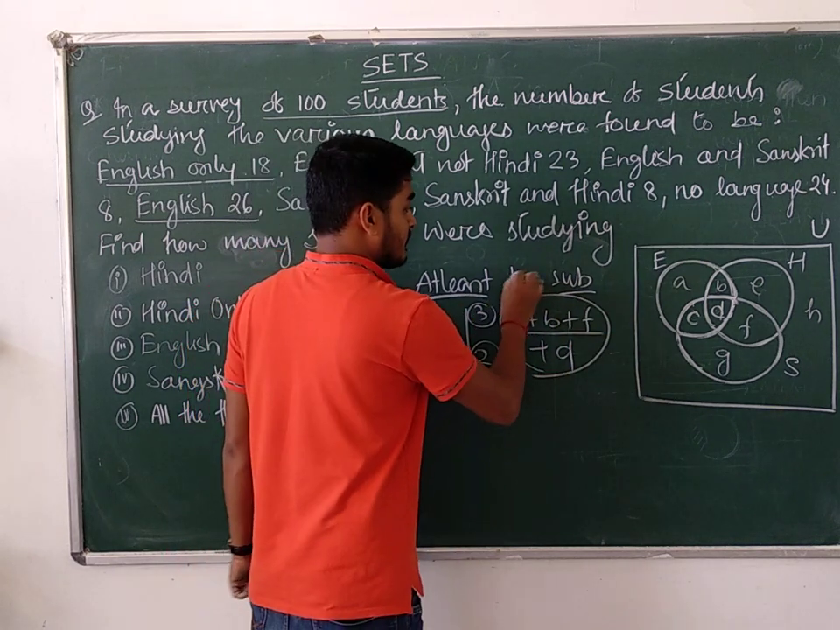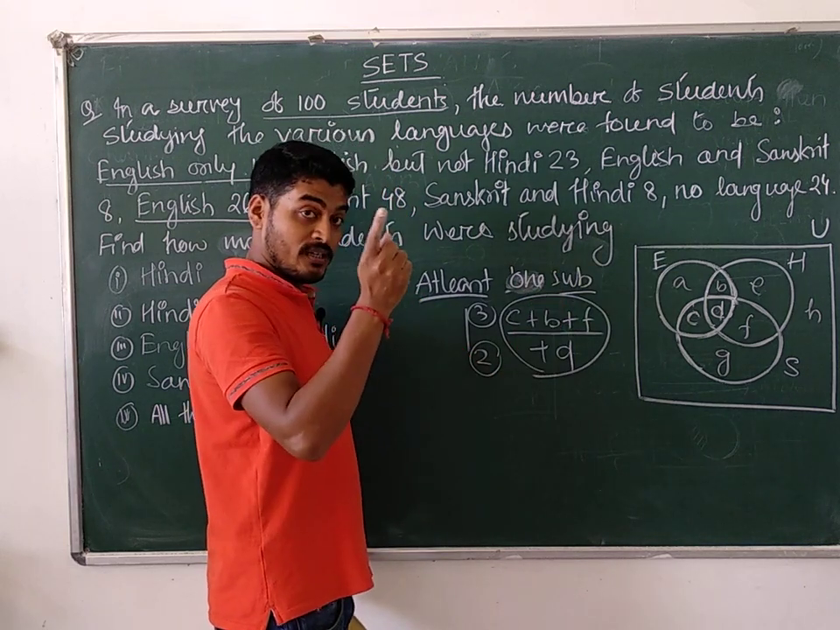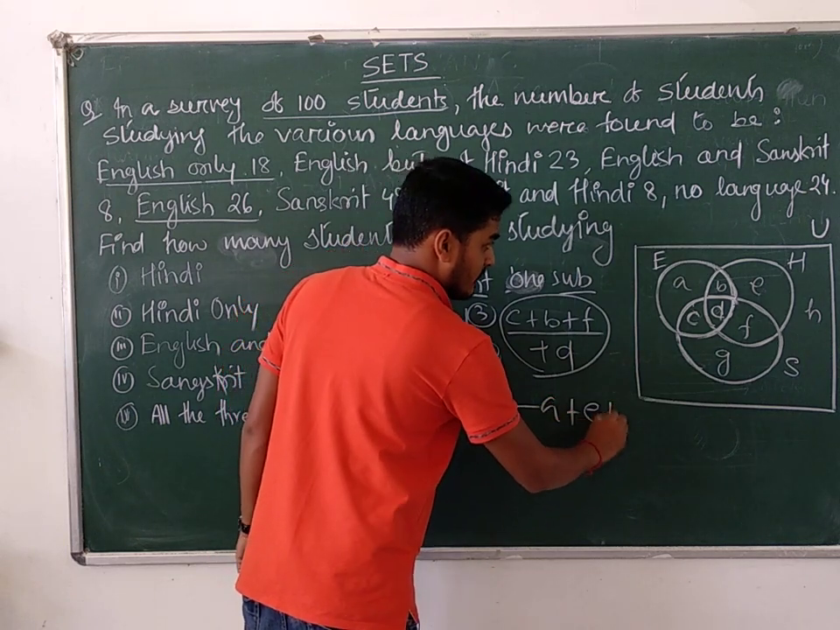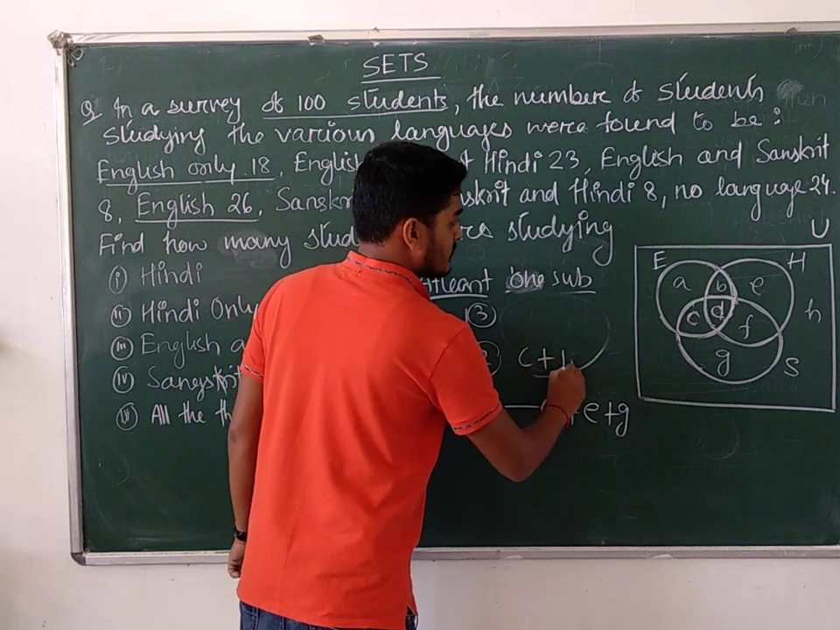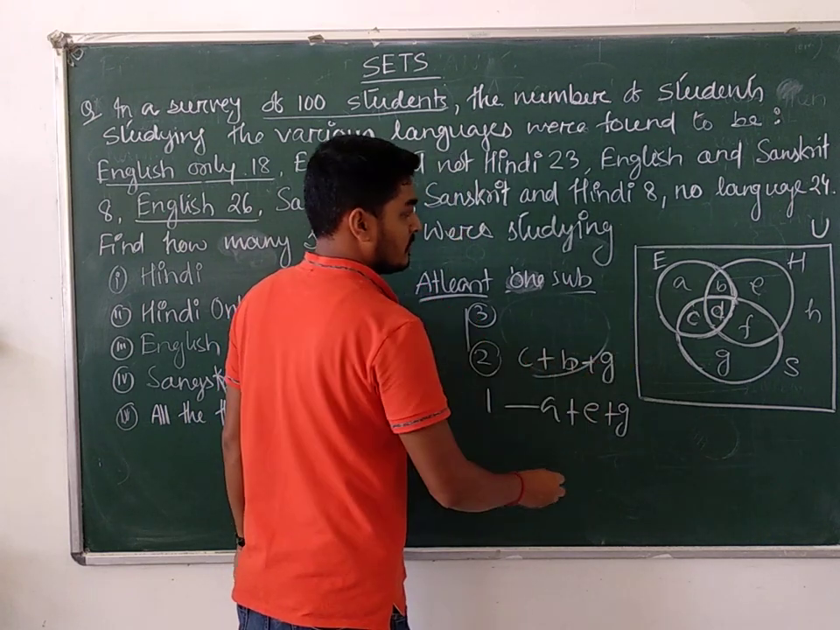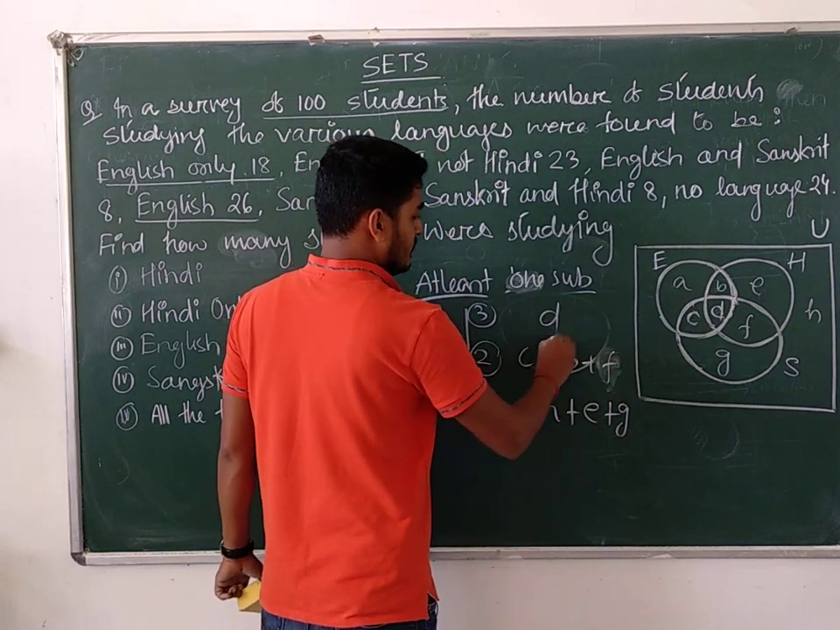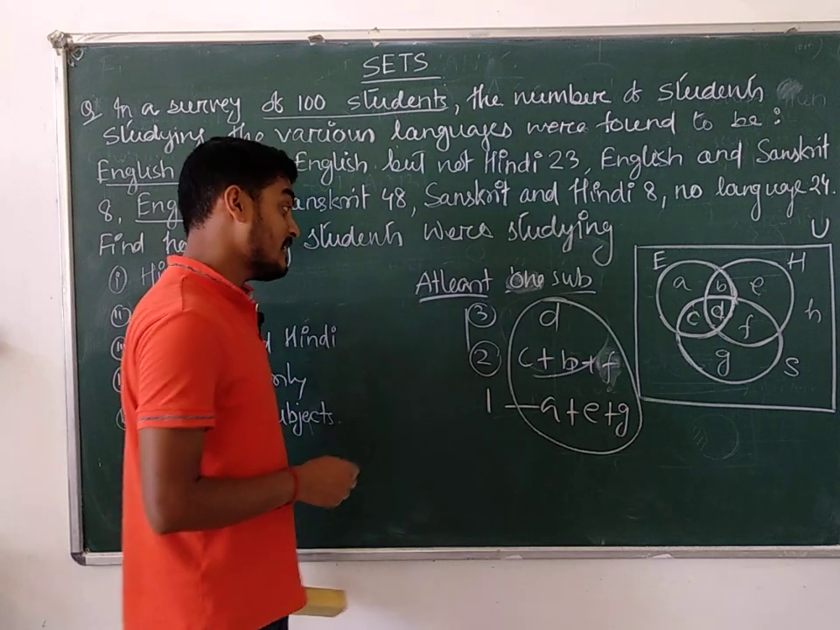At least one subject means the minimum is one subject, and the maximum is 3. So one to three. Who reads exactly one subject? F plus E plus Z. Who reads exactly two subjects? C plus B plus Z. C plus B plus F. Next, who reads three? D. So add all those three values, and you will get the total number of students who read at least one subject.